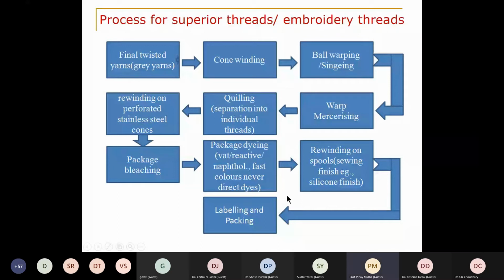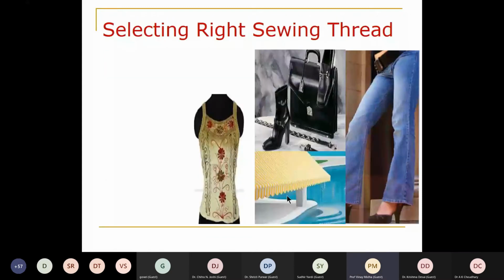Then the most important thing is how to select the right sewing thread for a particular application. So I'll discuss a few points on selecting the right sewing thread. So first of all, we need to decide what is the thread size which we are going to use. I discussed earlier also that first of all, we need to decide what is the fabric. We have to see what is the fabric.